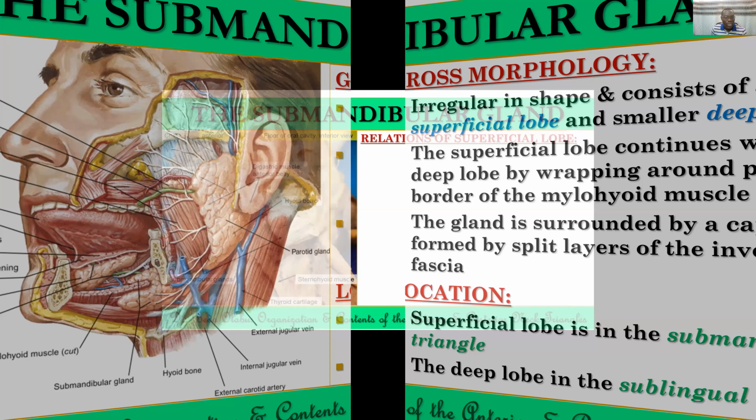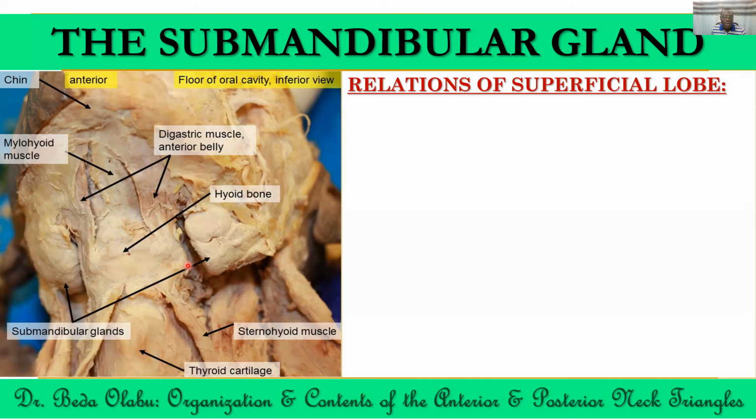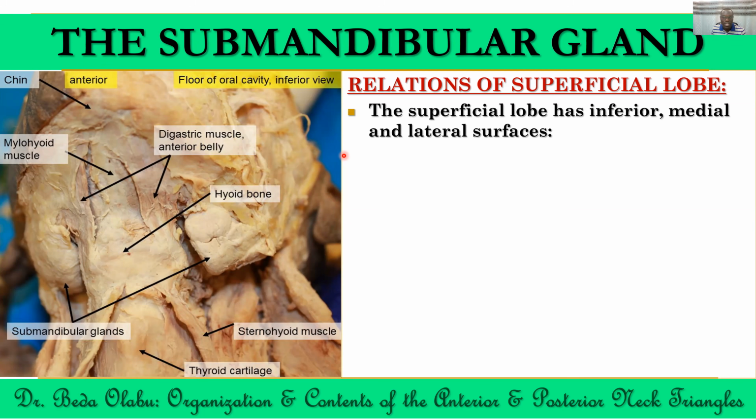All right, now we can talk about the relational anatomy of the submandibular gland. We can start with the relations of the superficial lobe. The superficial lobe can be described to have three important surfaces: the inferior surface, which is also the subcutaneous surface, or the surface near the subcutaneous region, and we also have the lateral surface and the medial surface. The surface you're seeing in this particular image is the inferior surface.